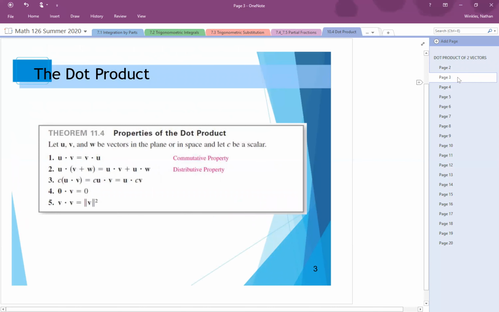Now we've got some properties. If we let u, v, and w be vectors in the plane or in space, and we let c be a scalar, then u dot v is equal to v dot u. So that's our commutative property; it doesn't matter which one comes first, they're still going to be equal. Next, as our distributive property, u dot the quantity v plus w would be u dot v plus u dot w.